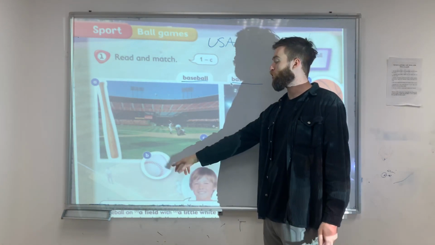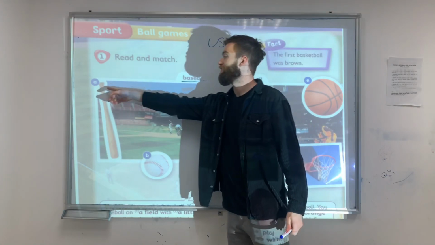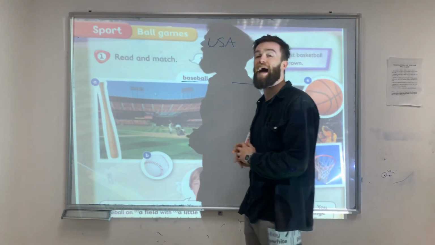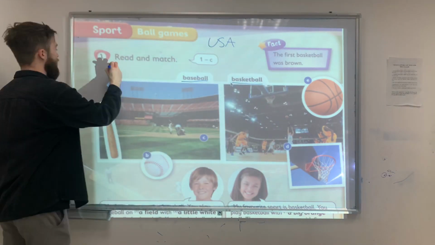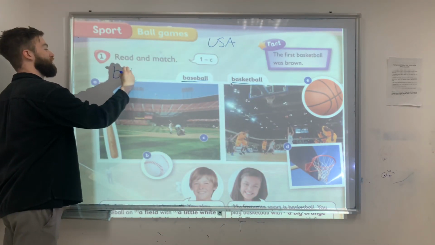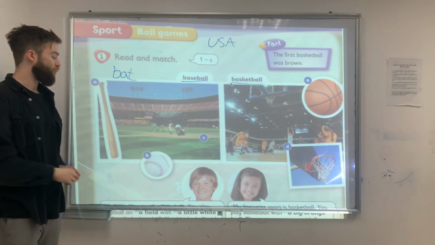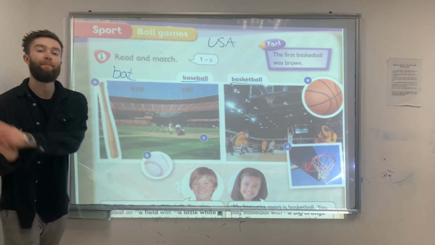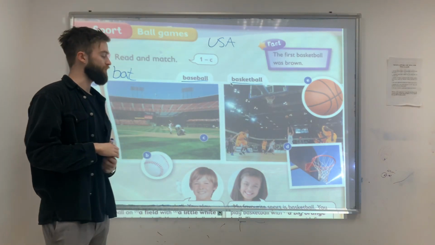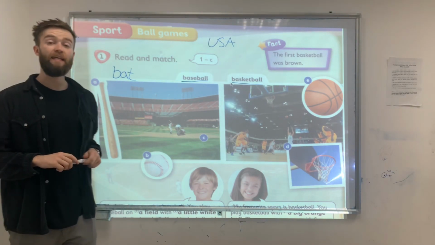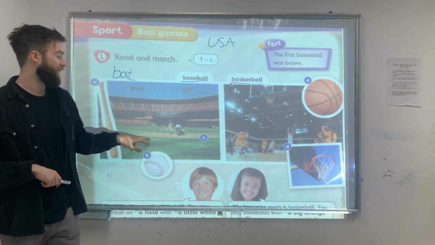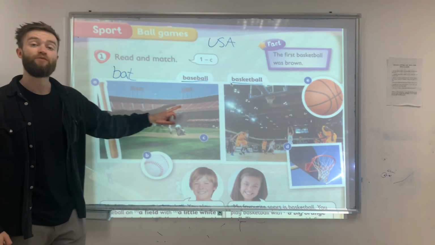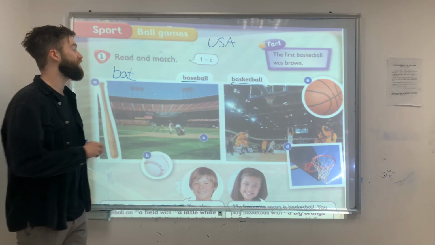Now, what do we hit the ball with in baseball? What do we hit the ball with in baseball? This here. This is called a bat. Okay? A bat. In baseball, we hit the ball with the bat. With the bat. Okay? Now, in baseball, we play on the grass like this, and we call this a field.